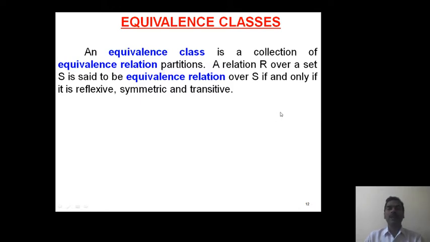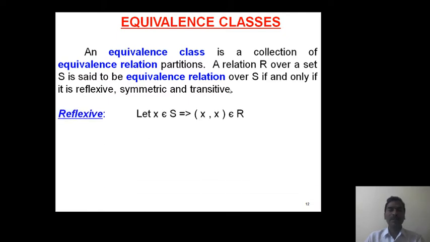Now, let me take any relation R over a set S. The relation is said to be an equivalence relation if and only if it is reflexive, symmetric and transitive, simply referred to as RST. Now, what is meant by reflexive, symmetric and transitive?